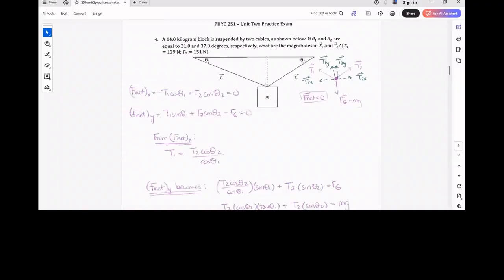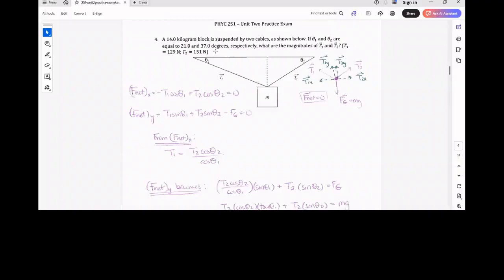x direction that is the negative T1x component added to positive T2x. That's going to get you to 0. So I have negative T1 cos theta 1 plus T2 cos theta 2.